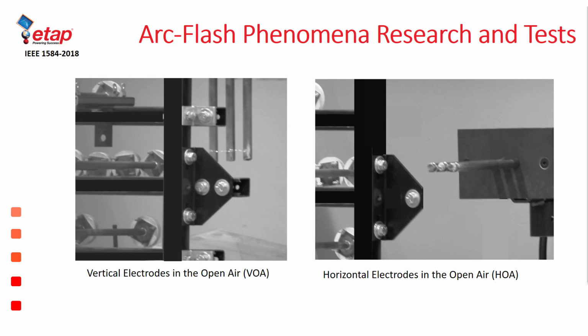So, in essence, the arc column, plasma, and molecular cloud will all be driven by the magnetic fields generated along the conductors, and all those elements, superheated gases and plasma, will be pushed towards the calorimeters where in real life a person could be standing. This will significantly increase the instant energy or thermal energy transfer to the person, and therefore the HOA configuration is expected to yield higher incident energy when compared to the vertical open air test that we're all familiar with.